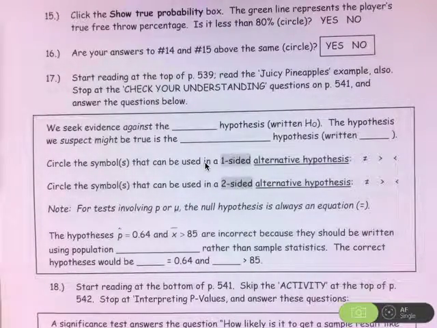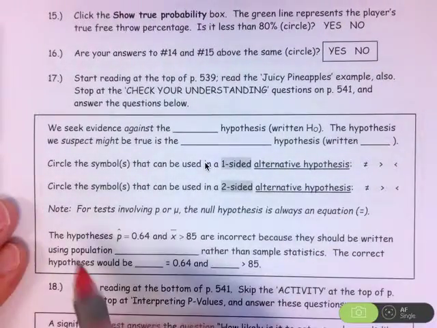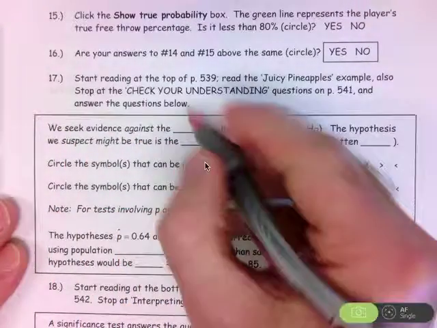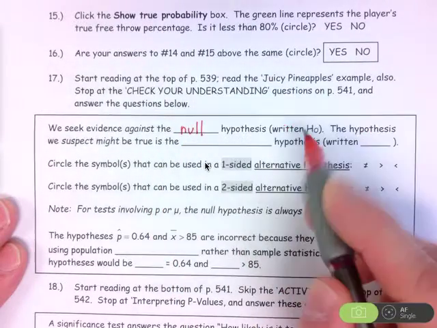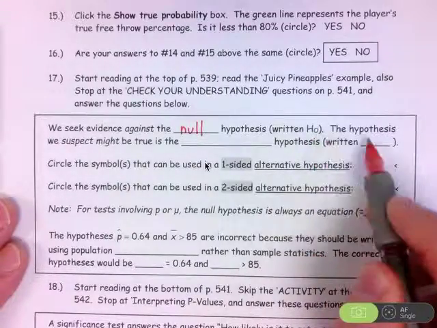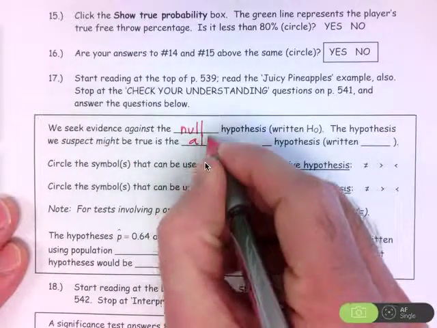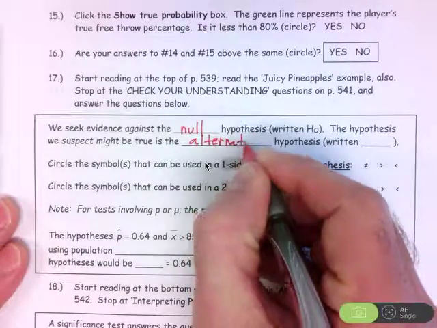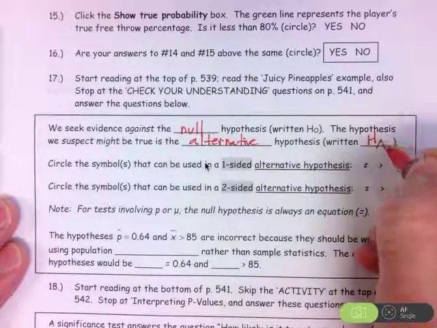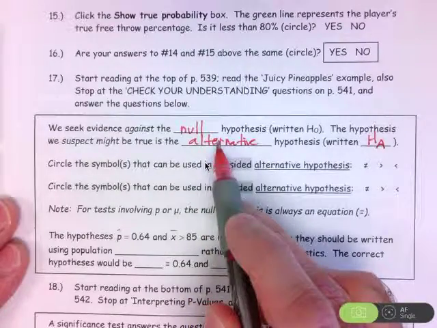Hi guys, let me take you through the results here of the study guide, which is introducing you to significance testing. So when you are doing a significance test, you're looking for evidence against the null hypothesis. The null hypothesis is often written as H with a subscript of O. The hypothesis we expect might be true is called the alternative hypothesis. The alternative hypothesis, alternative starts with A, so it's written H sub A. So we seek evidence against the null. We're looking for evidence of the alternative.